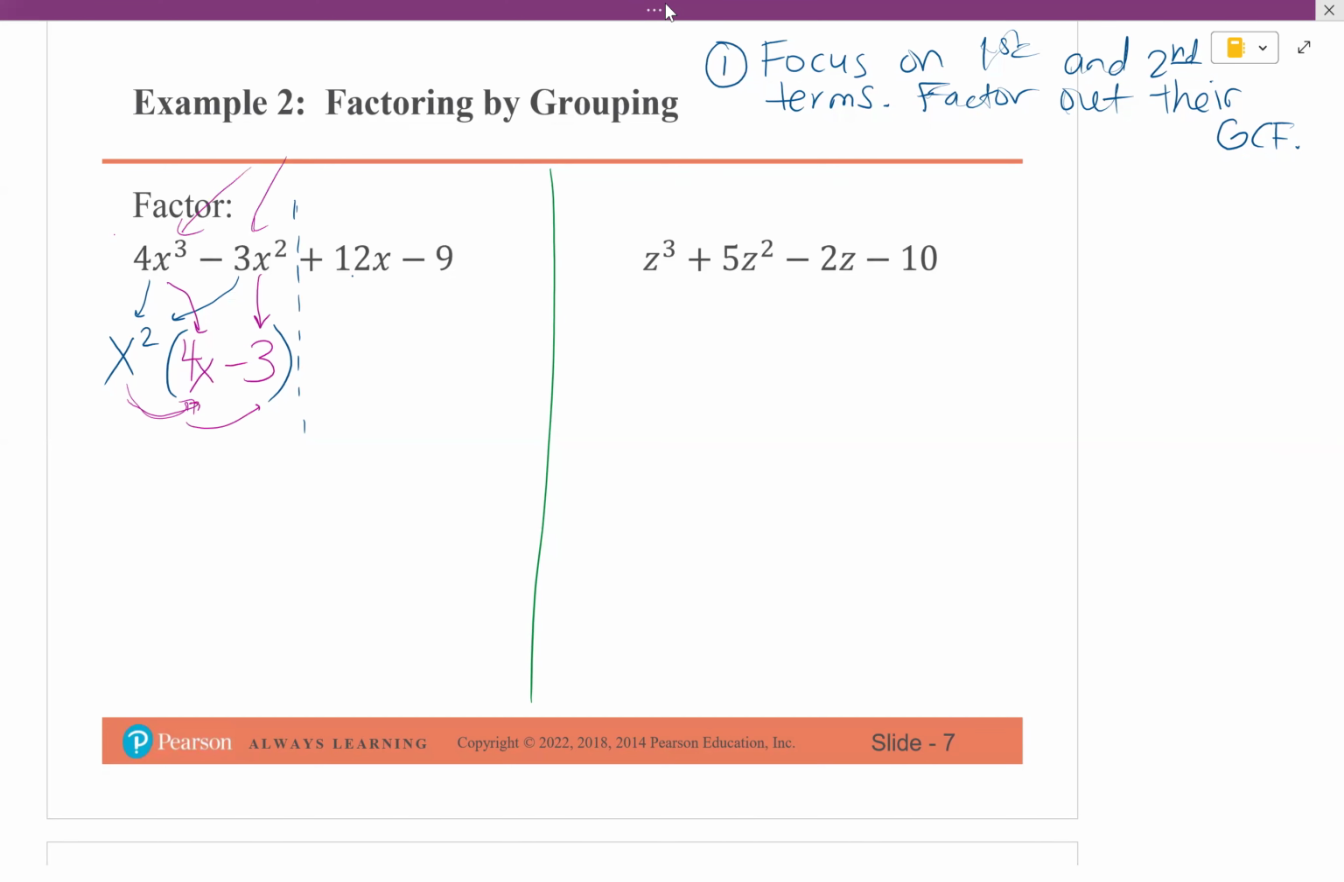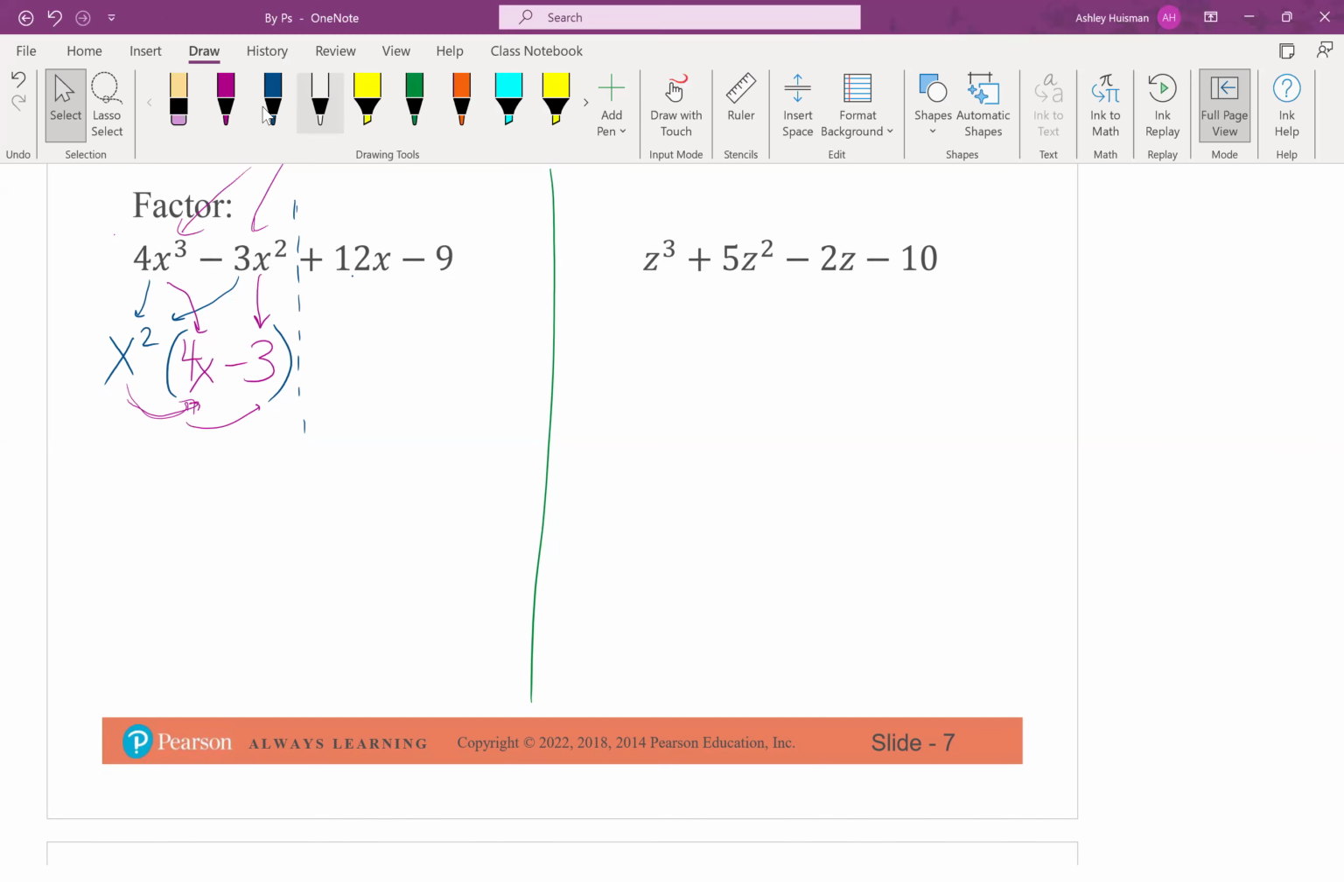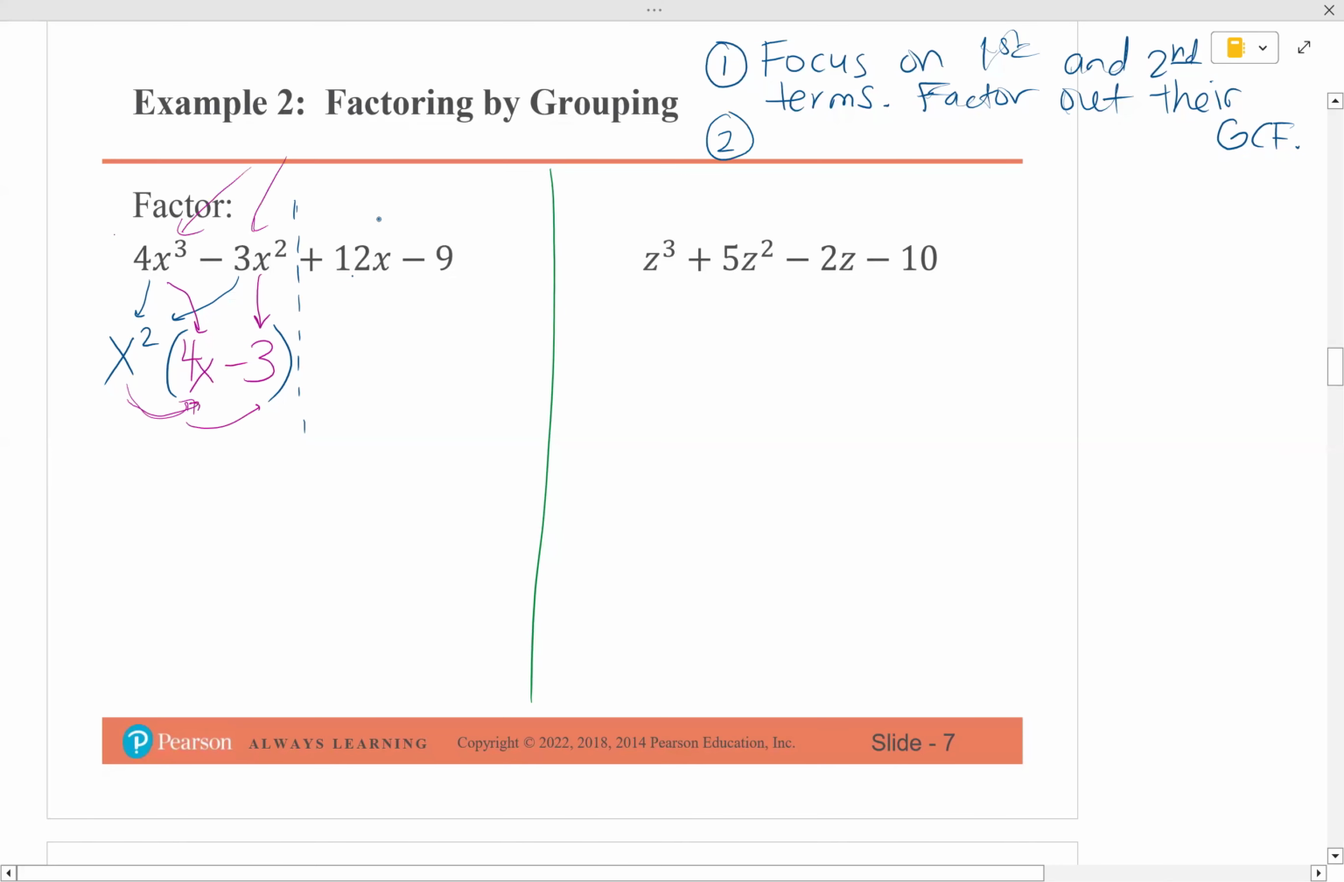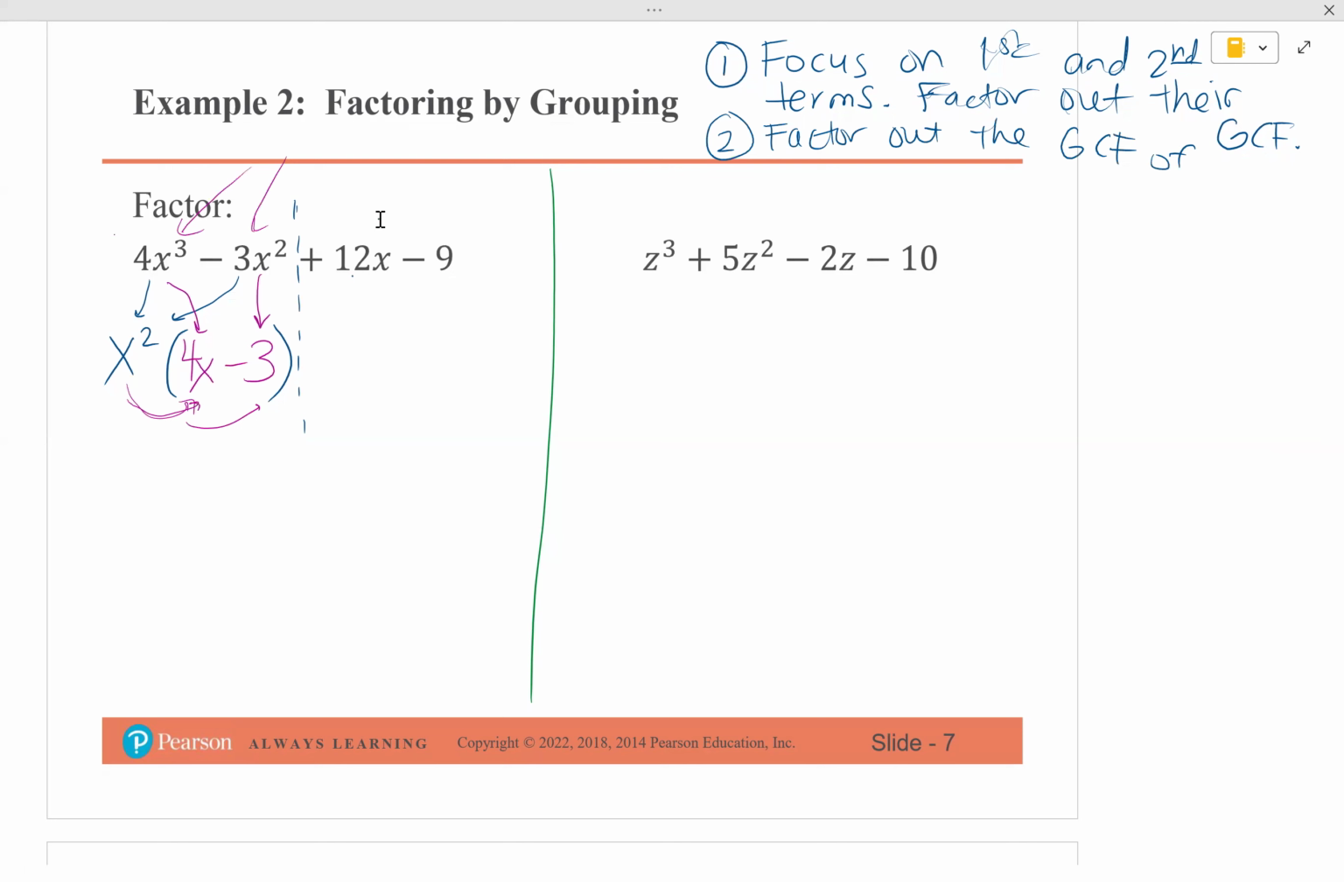Now what I do is I ignore the first and the second term and do the same thing to the third and the fourth terms. Now, factor out the GCF, or greatest common factor of the third and fourth terms. Feel free to write these steps, you could pause this video and write these steps on here if you think you'll forget later. Or these videos you can watch anytime, so you can always look at it again if you don't want to write it down now.